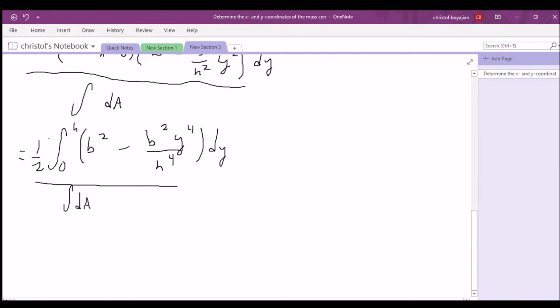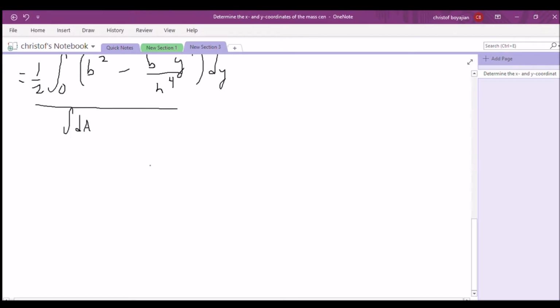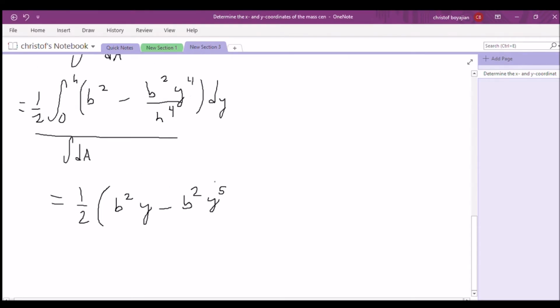Okay, so I believe we should be able to evaluate this integral now. We've simplified it pretty good now. Let's go ahead and do that. So it's going to be 1/2 times b squared times y minus b squared times y to the 5th, right? Add one exponent, divided by 5 over h to the 4th. And all of these are evaluated from 0 to h, all over the integral of dA.